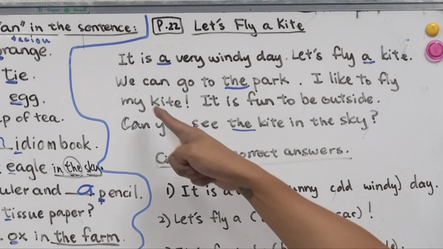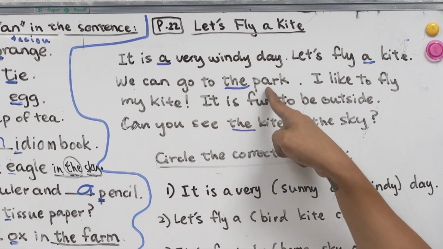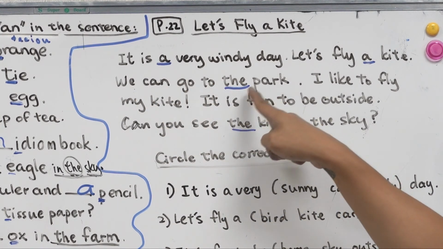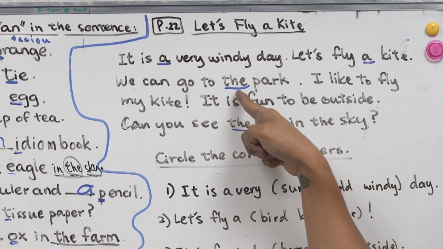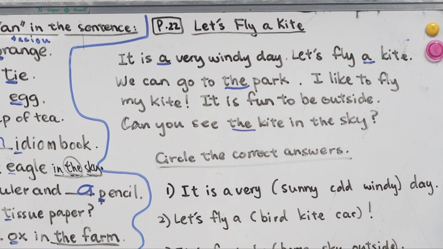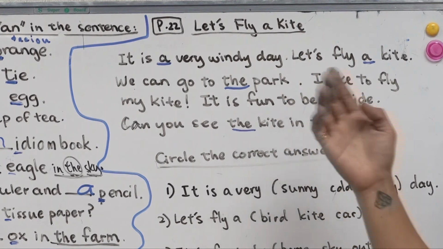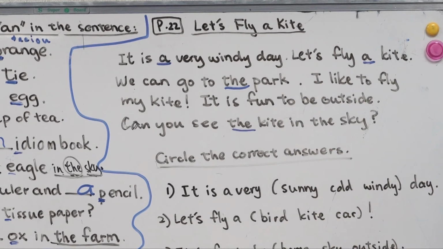Now, we can go to the park. In this sense, why are we using the and not a park? Well, assuming that we know who is talking to us, they are talking about the park that we both know, right? So the park that we always go to, we can go to the park, all right? So the listener and the speaker know which park we're talking about.